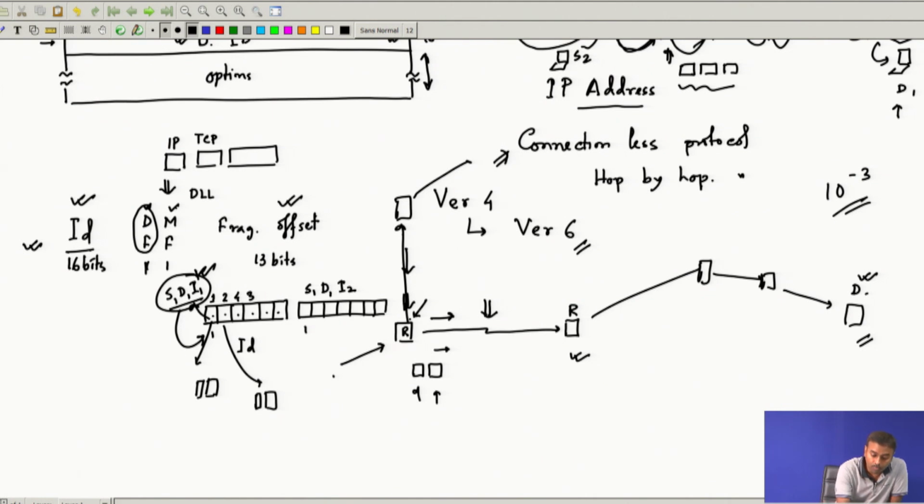What is this more fragment? So, this is another thing which tells you one by one whether you have some more fragments which have to be appended. So, this helps the destination to actually defragment the packet.